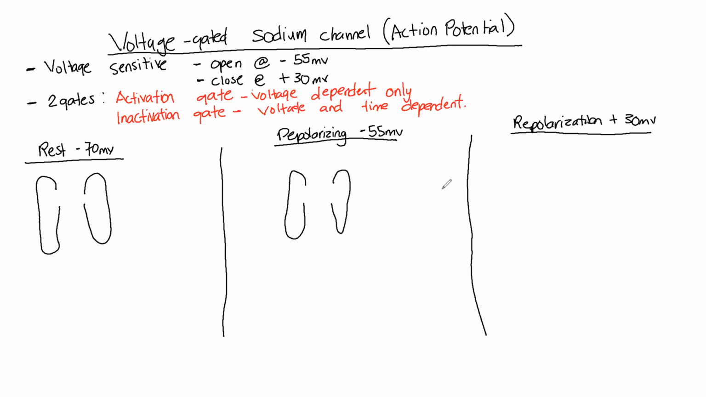So I'm just going to draw the three states of this channel, and then look at the two gates that are attached here. At rest, the activation gate is closed, but the inactivation gate is open. And so here we can say that the channel is closed, but capable of opening.